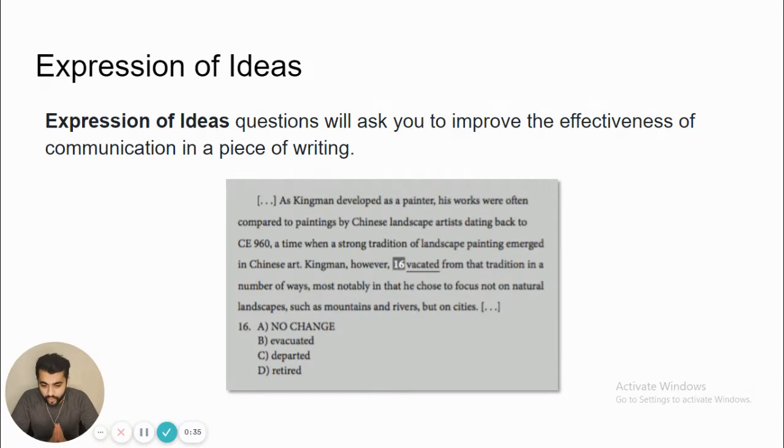So, even if you look at the question, the word "vacated" is underlined, right? And if you look at the options, option A is no change, option B is "evacuated," option C is "departed," and option D is "retired." And you have to choose one of these options which will most effectively communicate the basic premise or idea of this passage, right? You don't have to be concerned about grammar and its usage.